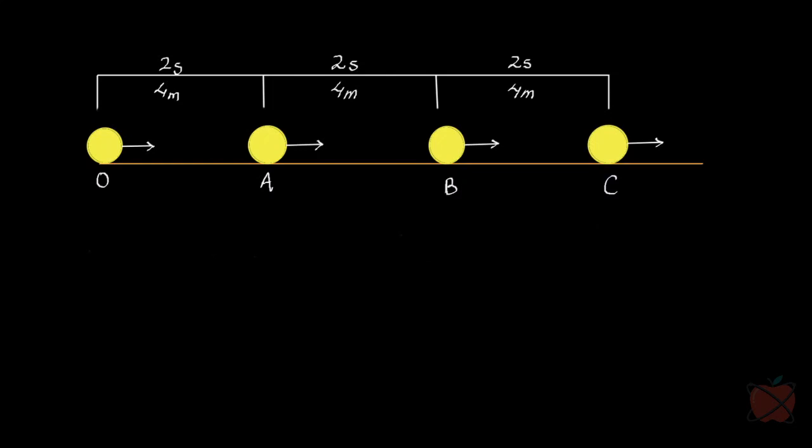In this diagram we have a ball, and this ball is rolling on the floor as shown by these arrows. So that means the ball is going towards the right side. This ball starts from point O, goes to point A, then reaches point B, and finally reaches point C, and it continues.